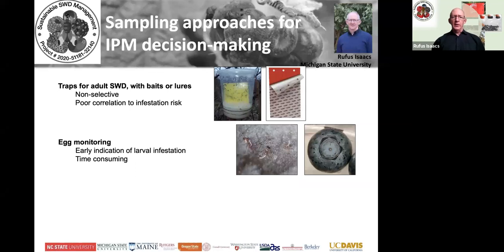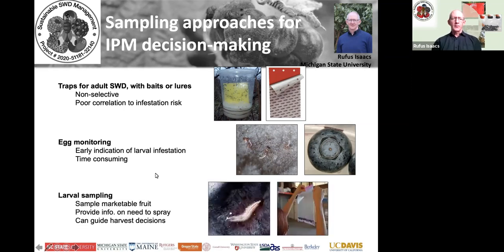Egg monitoring, we'll hear a little bit more about later, but this is another way that we could look at this. And of course, the eggs are laid before the larvae, so it might be useful to know about egg laying, but that is time consuming, requires a microscope, they're very small, etc. So I'm going to spend some time today talking about larval sampling and the methods that have been developed through this project to be able to sample marketable fruit, provide information on the need to spray, and hopefully make good decisions about spotted wing Drosophila management in farms.